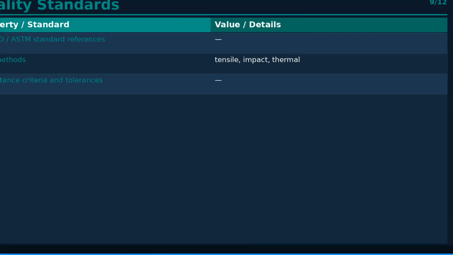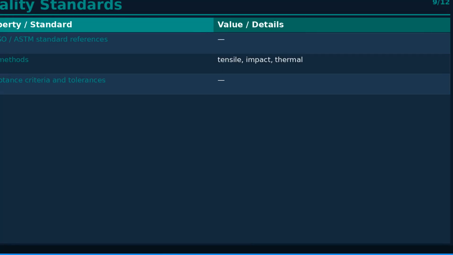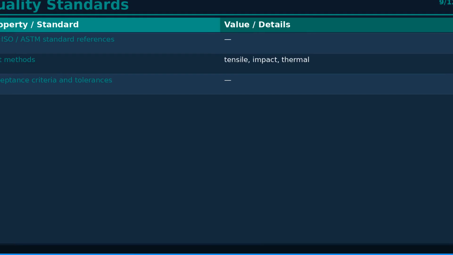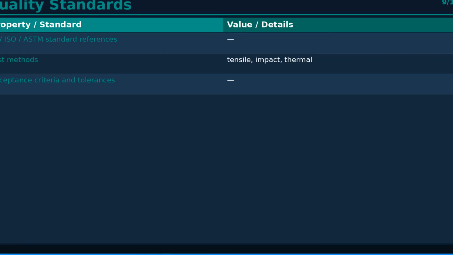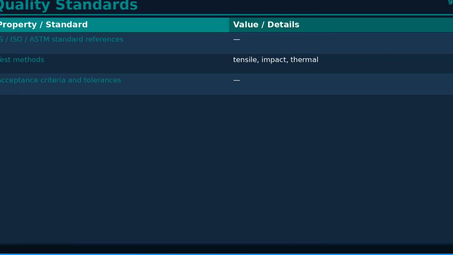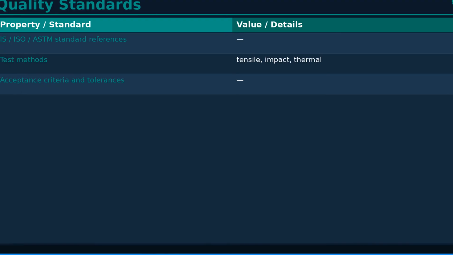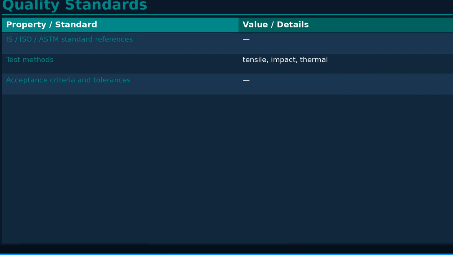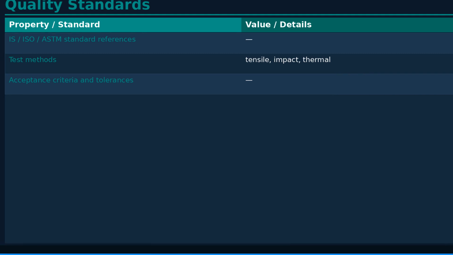Quality standards for grinding machine surface and cylindrical grinding are defined by ISO and ASTM specifications. Testing methods cover tensile strength, impact resistance, and thermal performance. Acceptance criteria set the minimum performance thresholds for commercial products.